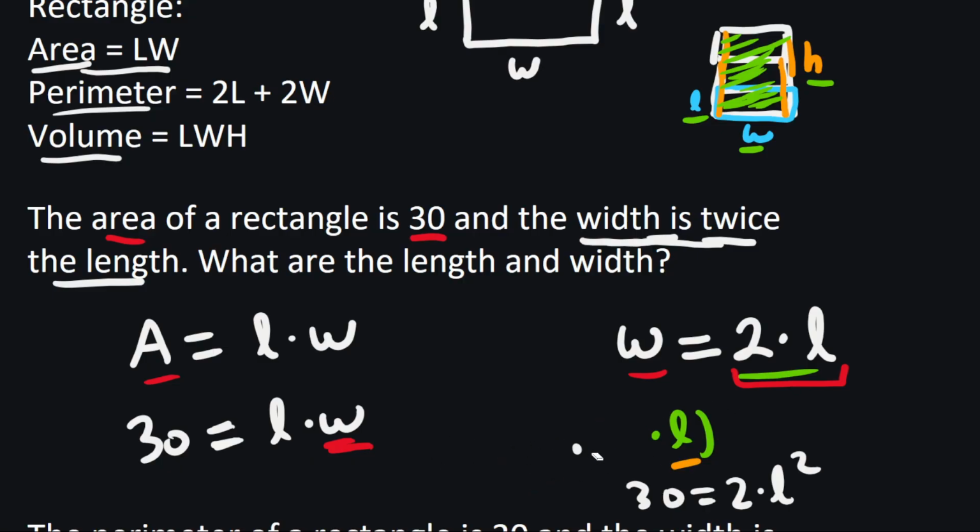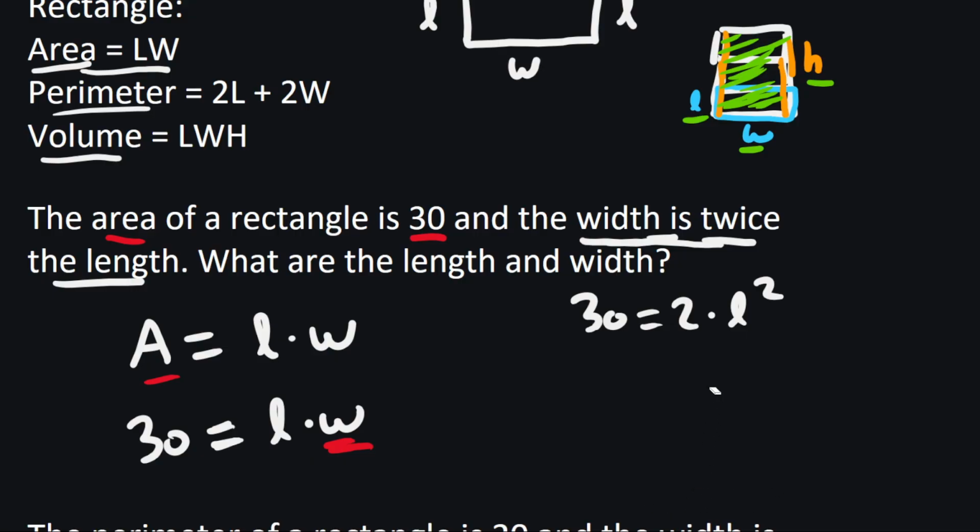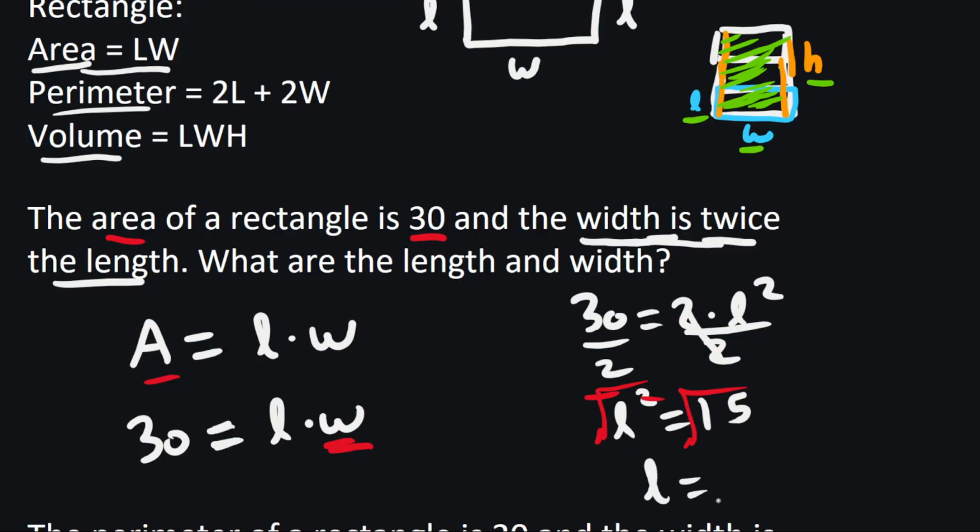Let me go ahead and erase some of this and rewrite it up here. 30 equals 2 times L squared. Good. And how do we evaluate this? Let's solve for L, our variable here. So let's divide both sides by 2. So L squared equals 15. And what is L? We'll just take the square root of both sides. The square root will cancel out the square. So L is radical 15.